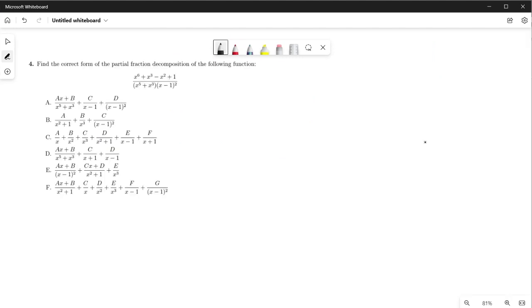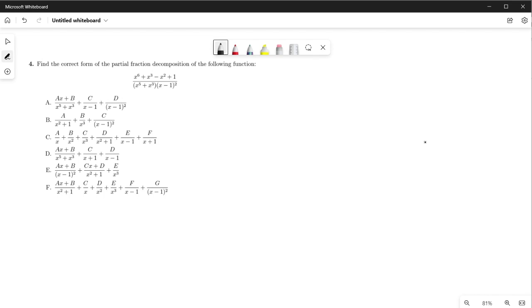For number 4, we have a partial fraction decomposition, and if you look at our answers, we will see that it actually doesn't matter what the numerator values are. Those are all like A, B, C, D, F. So for those, we don't really need to worry about actually doing the decomposition. More so worry about what denominators we need to come up with.